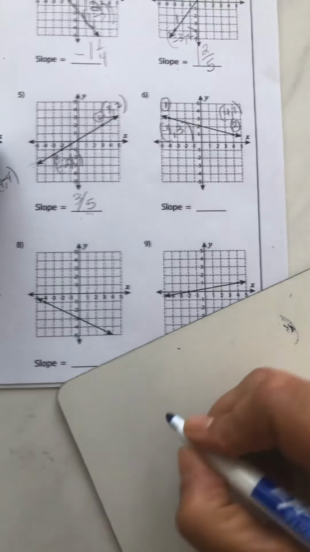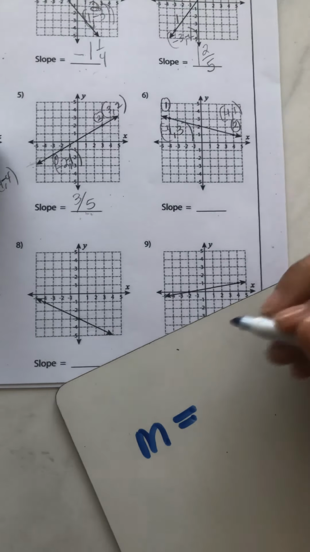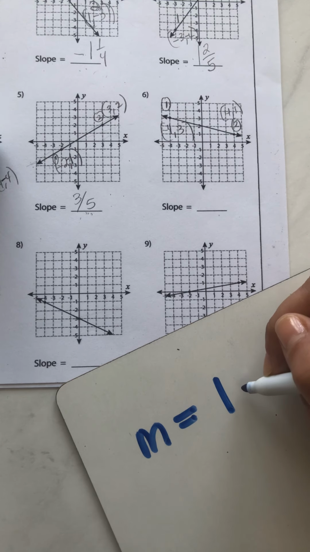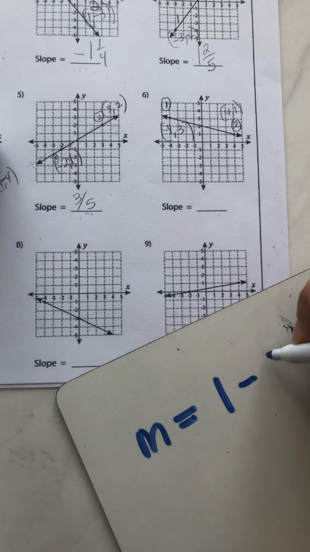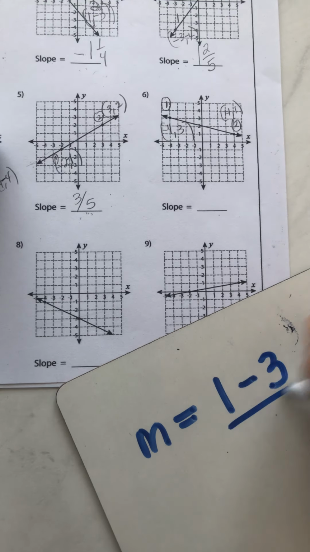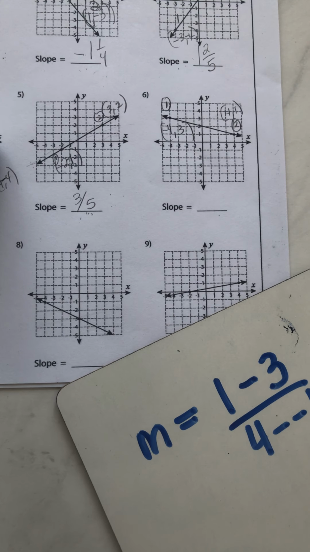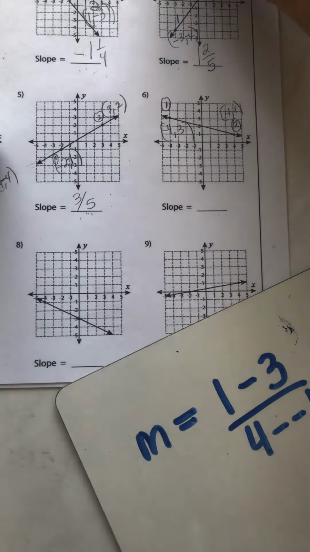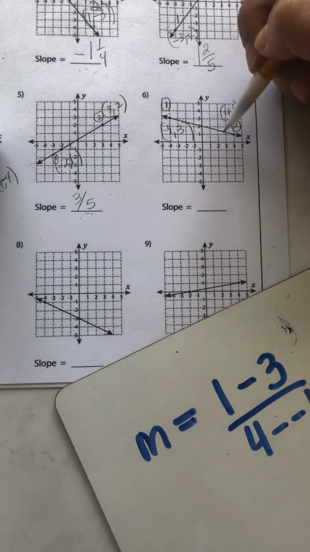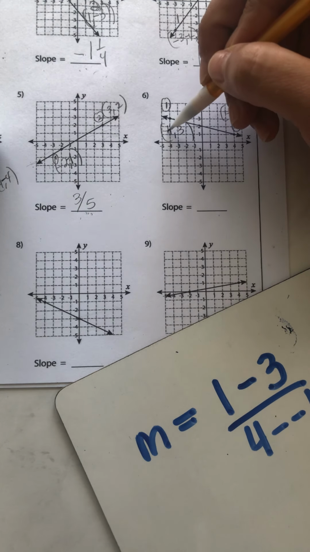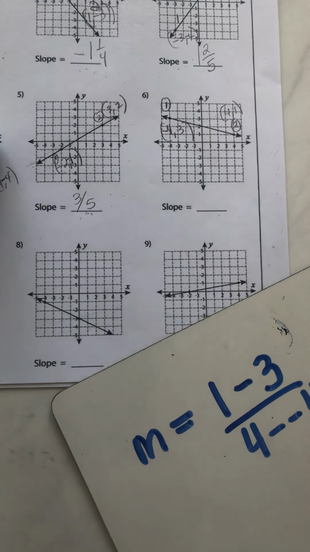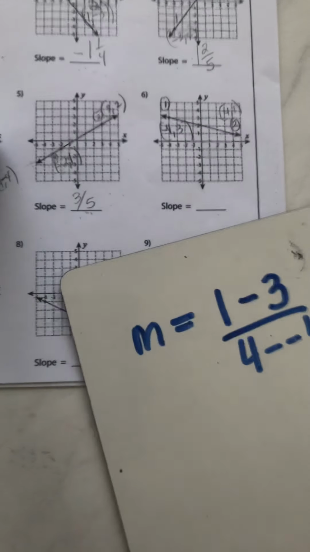your equation. m equals y2 minus y1 over x2 minus x1. Oh, because it's a positive and a negative. All right, so that should be right.